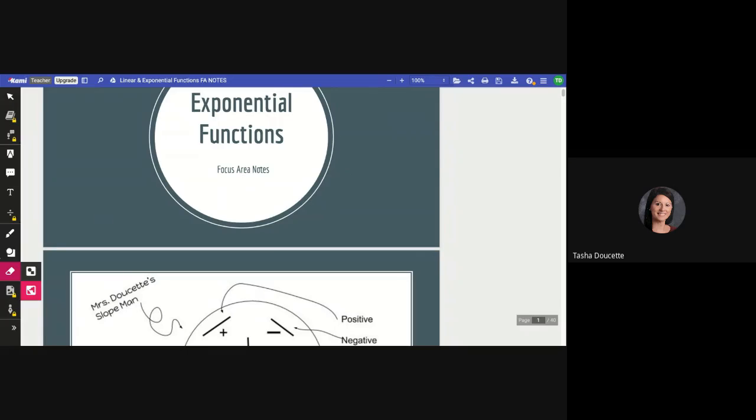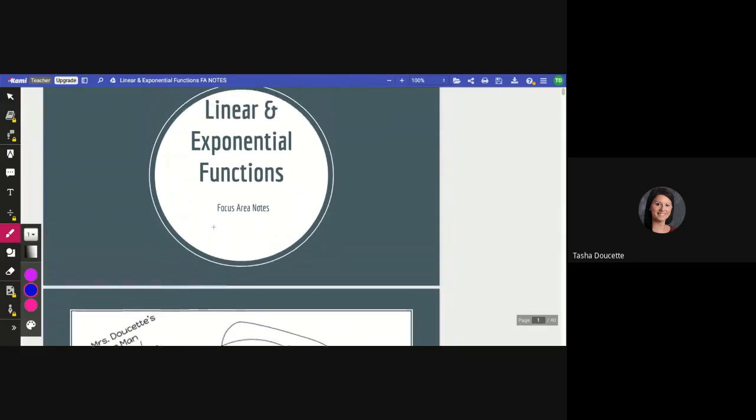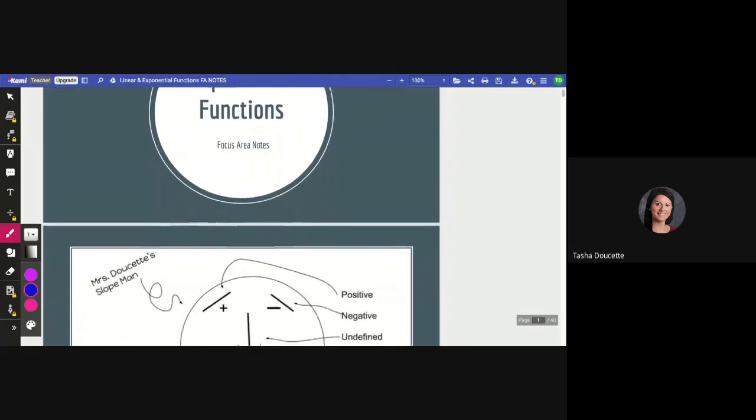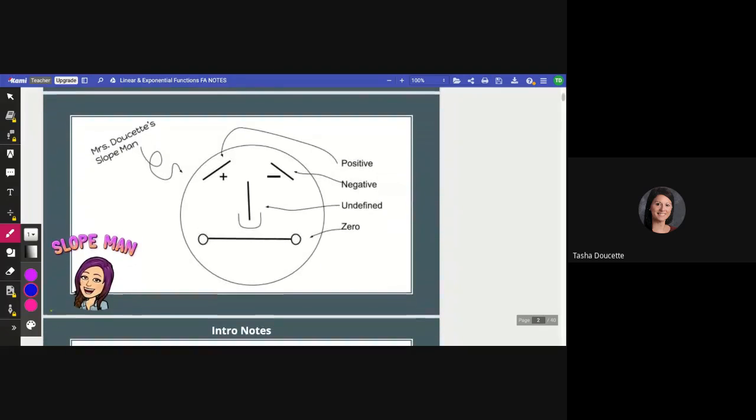Okay, so for this unit, we're working on linear and exponential functions, and these are our focus area notes. Before we went on break, we started talking about ways of finding slope. So here is my slope man, and I use this.